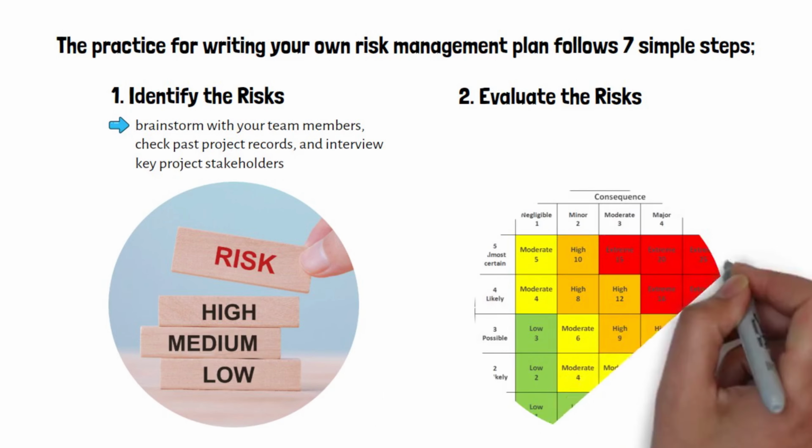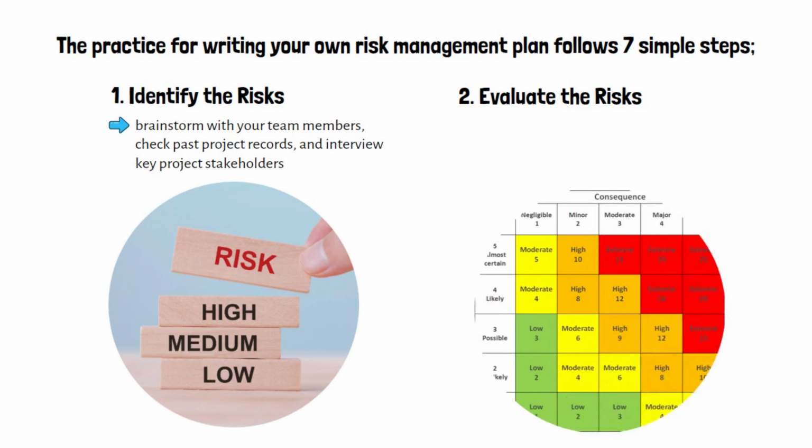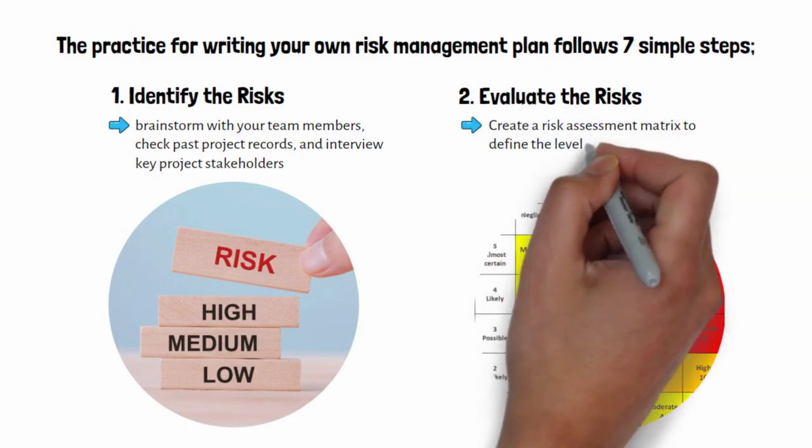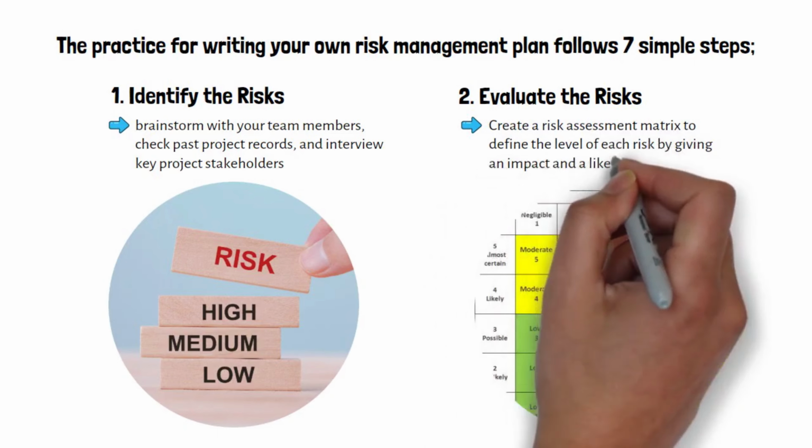2. Evaluate the risks. Evaluate the project risks by considering their importance and impacts. Bear in mind the qualitative and quantitative impact of each risk. Create a risk assessment matrix to define the level of each risk by giving an impact and a likelihood score.